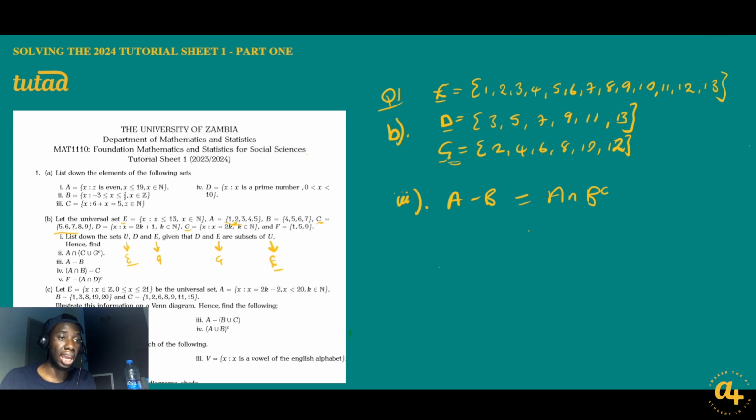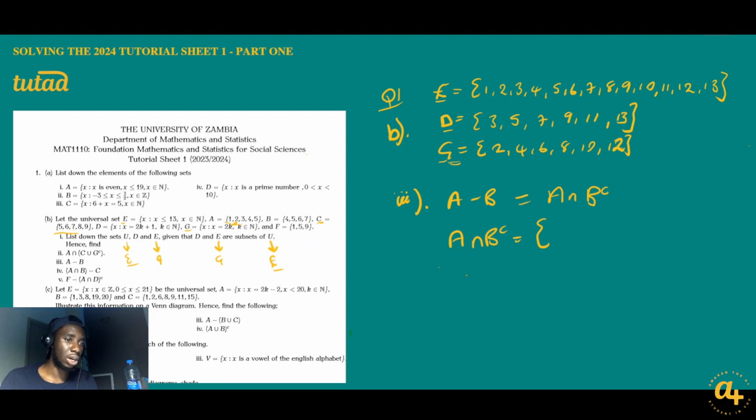Let's now find A minus B. But in order to find A minus B, we're going to use A intersection B complement, because like we said earlier, converting A minus B to A intersection B complement is way easier for us to actually find A minus B. So this is where we're going to list down the elements in A intersection B complement.